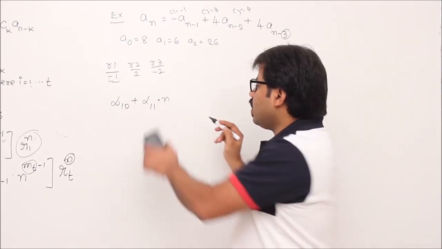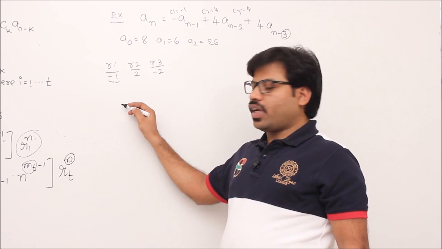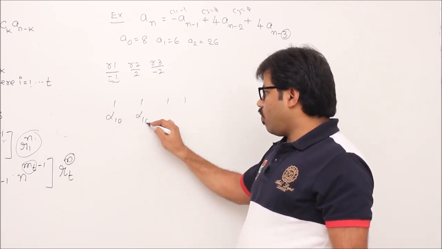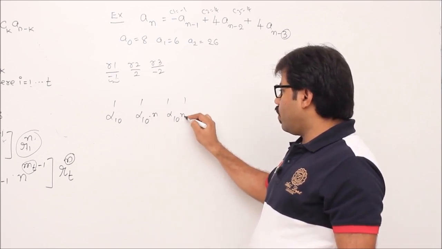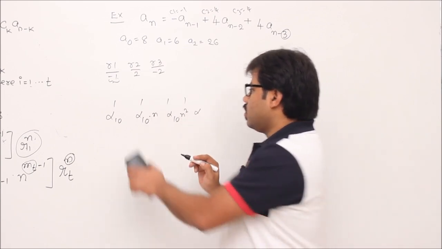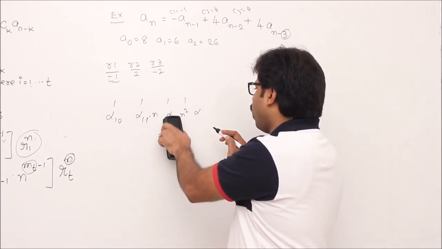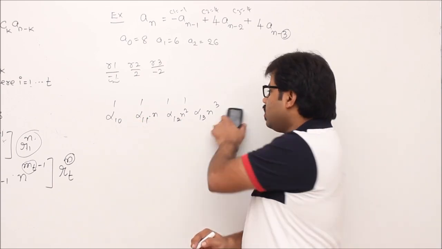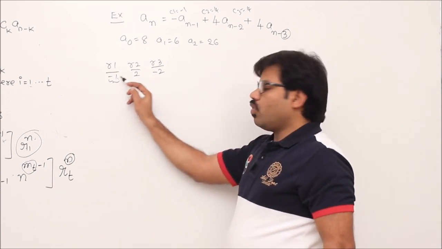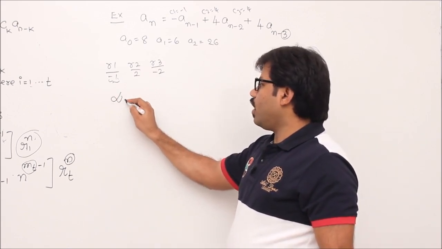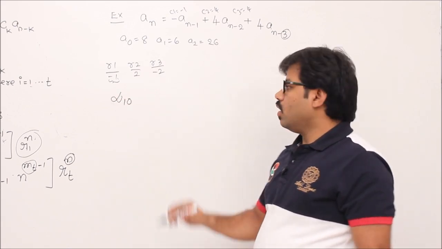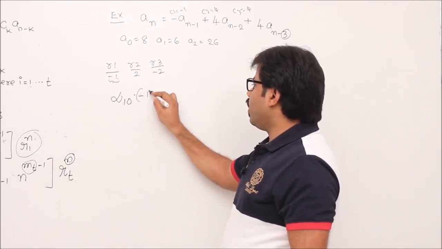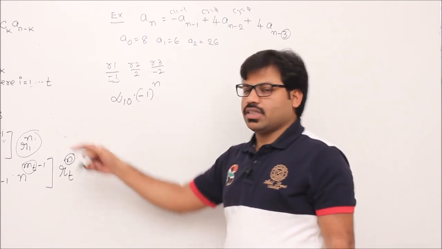If the root is repeated 4 times, then we will have 4 terms. What are they? One is alpha 1 0, second one alpha 1 1 into n, third one alpha 1 2 into n square, fourth one alpha 1 3 into n cube. So 4 times we have to write. Since we have minus 1 only one time, you get only one variable, that is alpha 1 0 into root power n. What is the root here? Minus 1 whole power n. So that is the meaning of this expression, plus.